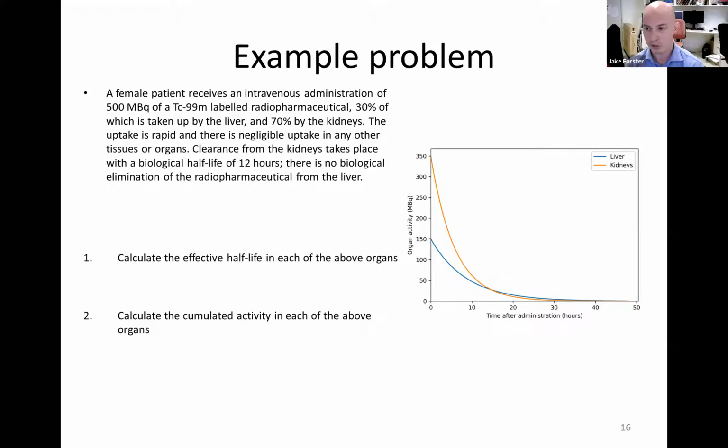So we've got two jobs. One would be to calculate the effective half-life in each of the above organs. The second would be to then calculate the accumulated activity in each of the above organs, so the kidneys and the liver. Pause it if you're watching a recording and have a go.